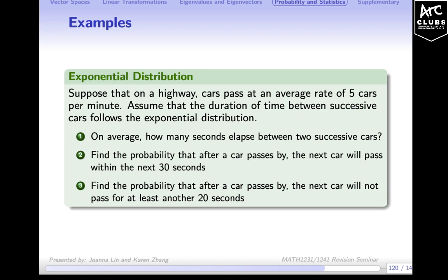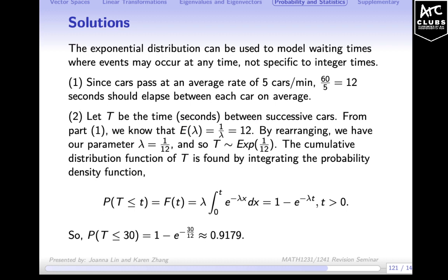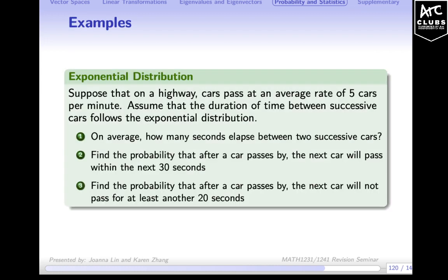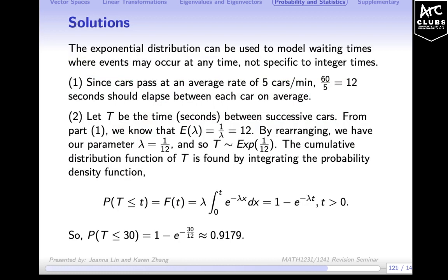Okay, so I'll just go through this example really quickly. First question says, on average, how many seconds elapse between 2 successive cars? Right? Since the average rate is 5 cars per minute, that means there is roughly 12 seconds between each car. The second question says to find the probability that after a car passes by, the next car will pass within the next 30 seconds. So let T be the time between successive cars. From part 1, we know that the expected value, the average time it takes for a car to pass, is 12 seconds.